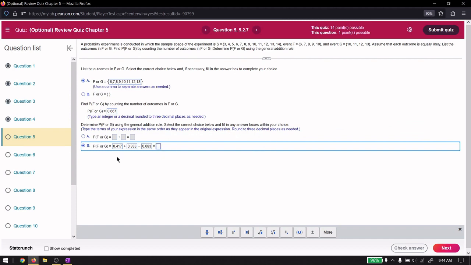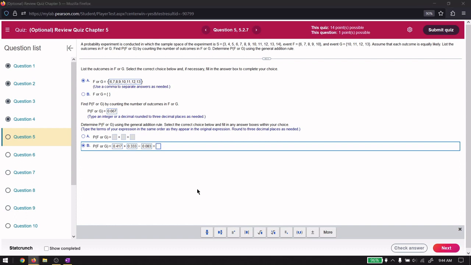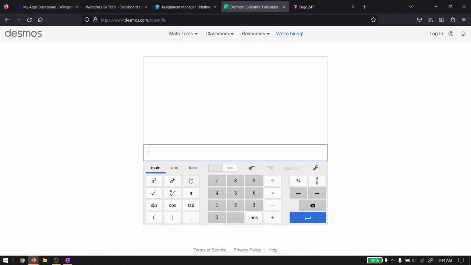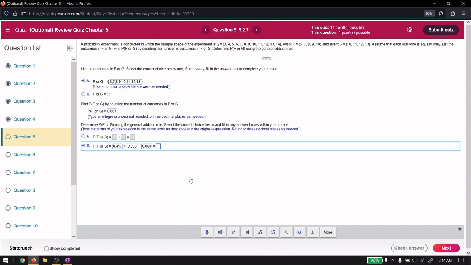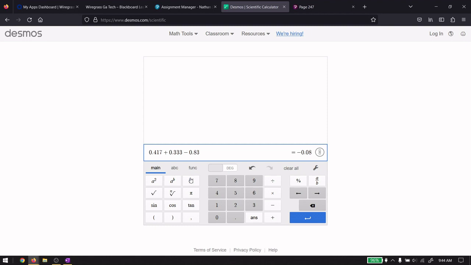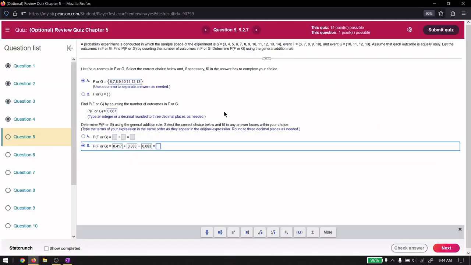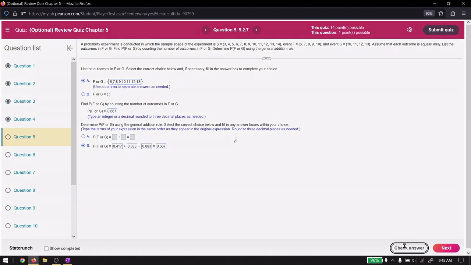And now we can just combine these things and actually find the probability. So we have 0.417 plus 0.333 minus 0.083. And that's going to be 0.667, which looks to me like 2/3. All right, let's go ahead and check that.